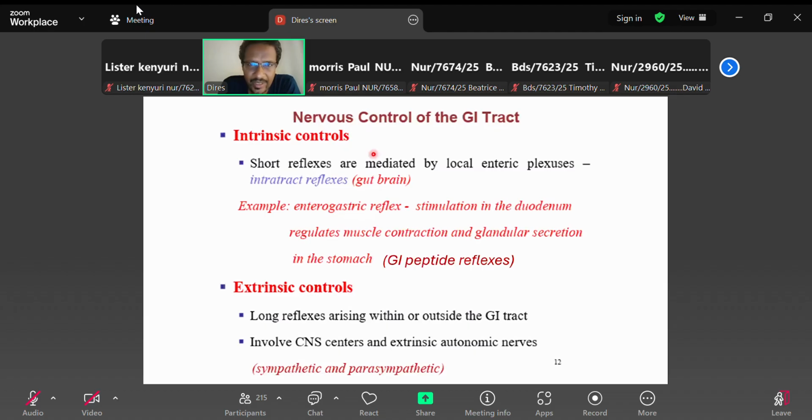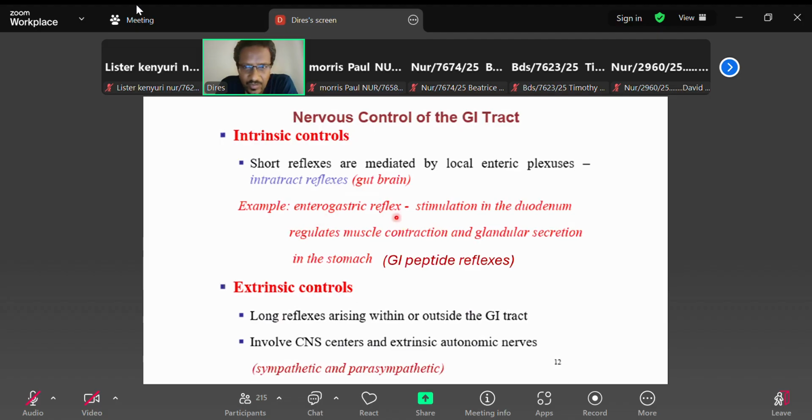Okay, enteric nervous system, or also called the gut brain or mini brain that I told you last time. So this set of neurons controls short reflexes, also called intratract reflexes. Intratract means within the GIT, gastrointestinal tract. A very good example is enterogastric reflex.